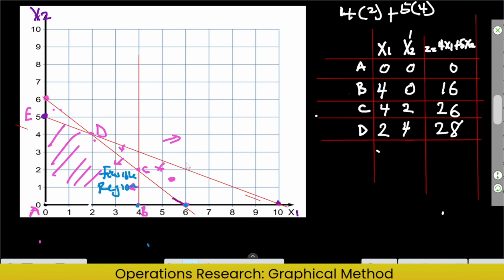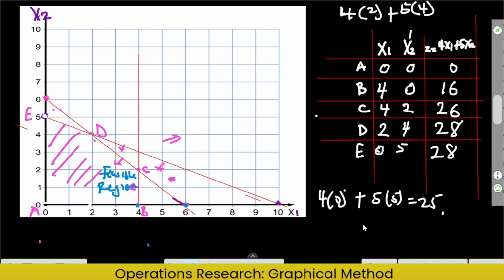So let's look at E. Okay. So E, the value of x1 under E, x1 is 0. And that of the x2 is 5 here. You can see that. So that will give us 4 multiplied by 0, and then 5 multiplying 5. So that will give us 25.